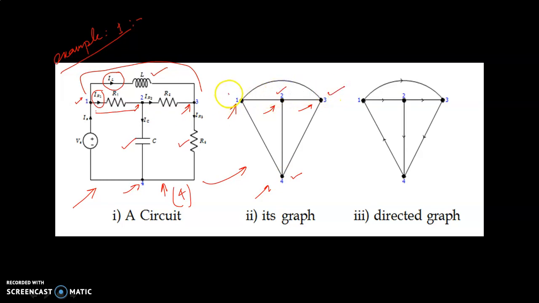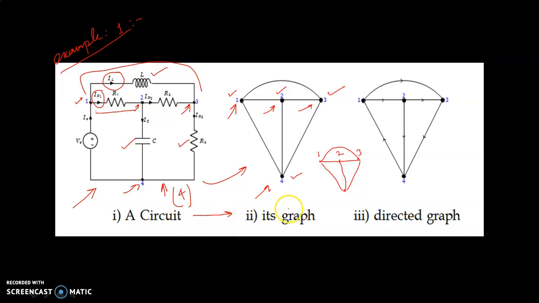This is drawn like this. See this? 1, 2, 3 or 4. It is connected. 1 connected, 2 connected, 3 connected. 1 is connected to 3. 1 is connected to 4 like this, and 4 is connected to 3. See this. So this is your graph. It's a circuit and its graph.